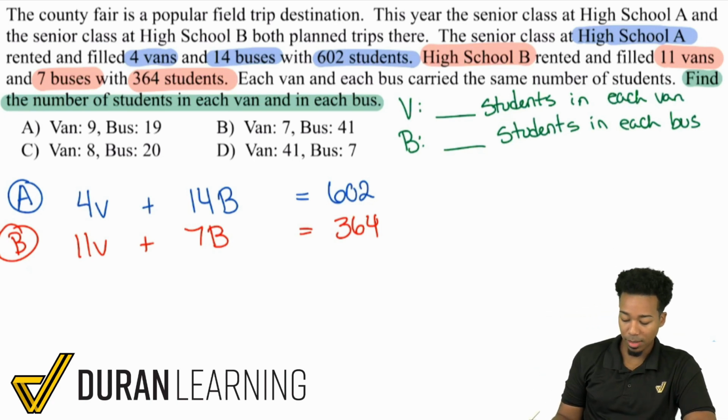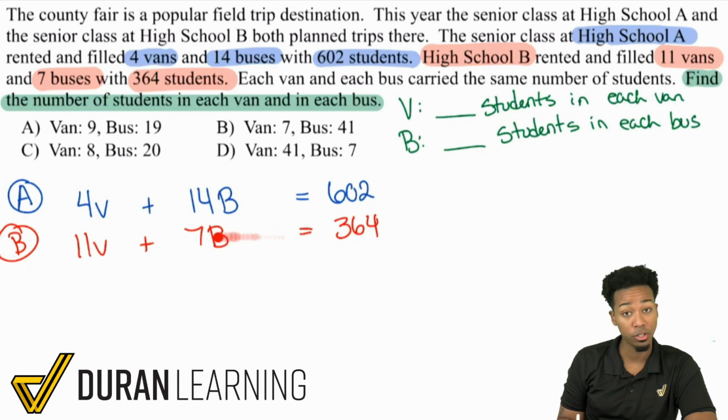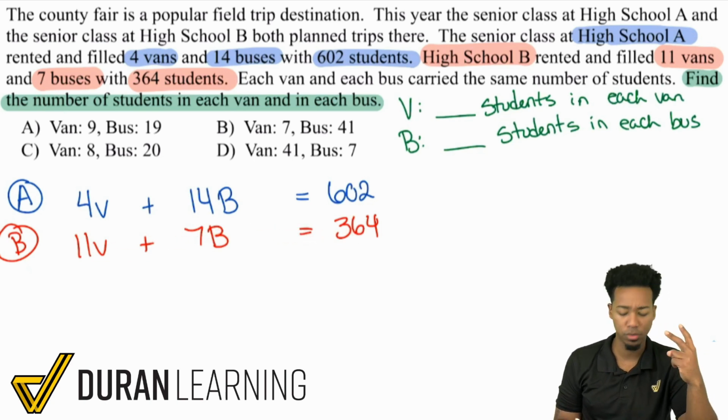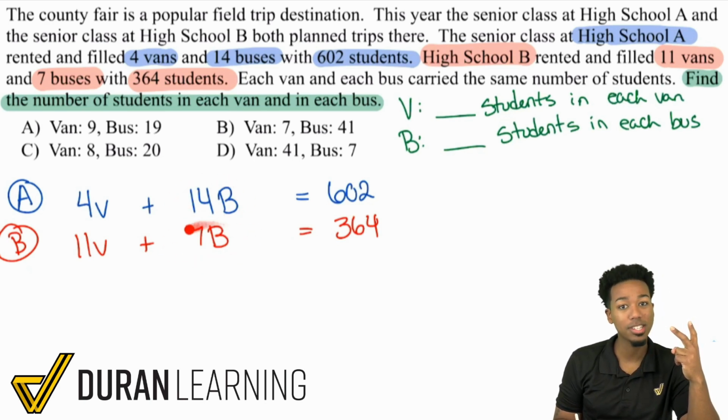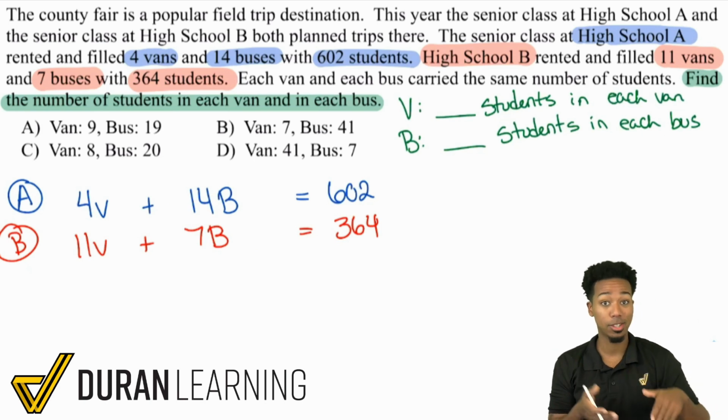So the way that I can eliminate here, my party people, you can do it a couple different ways. Notice that we have 14B over here and 7B right there. One way would be to multiply this entire red equation by 2, or a negative 2, so I can get 14B up top and negative 14B on the bottom, and I can cancel them out.